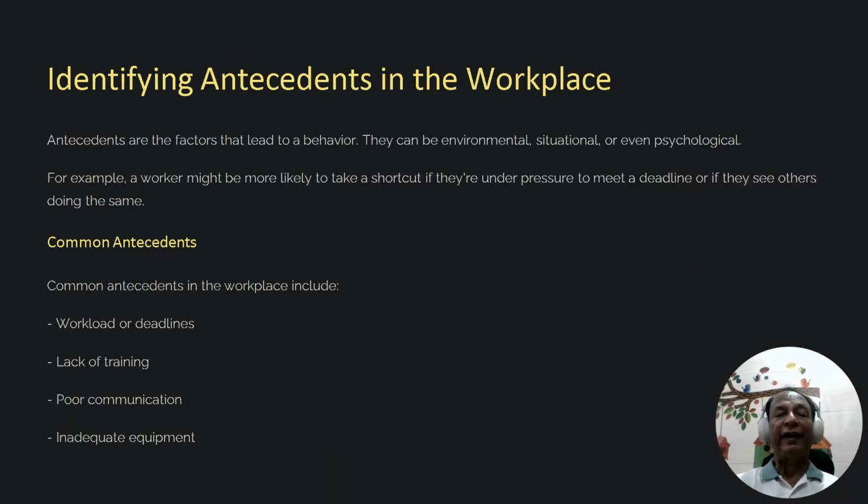So, identifying antecedents in the workplace. For example, common antecedents in the workplace include workload or deadlines. That is a pressure that gives us stress and that can result in unsafe behavior and fatal consequences. So remember those things, identify them, and take care that they are not harming anybody.